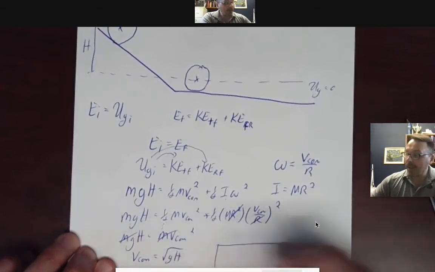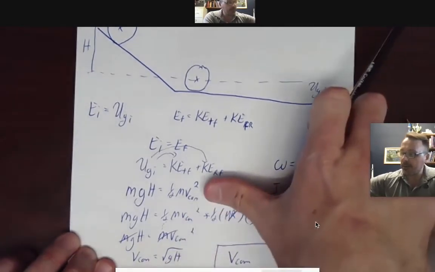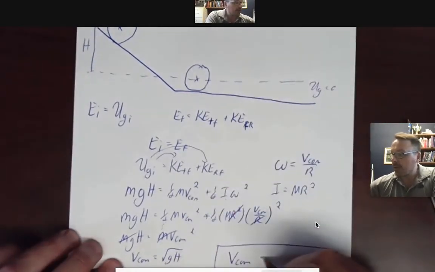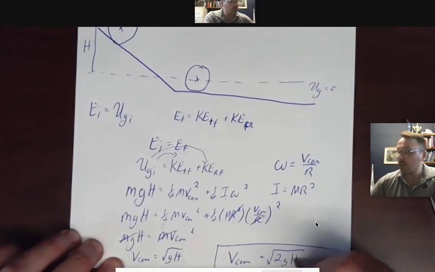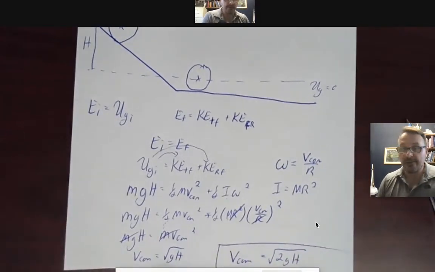Now, if I just compare that to if I was just translating, just get rid of this term, v com would end up being the square root of 2gh, showing that if I just translate down the hill, I'm going faster than if I translate and rotate simultaneously down the hill.